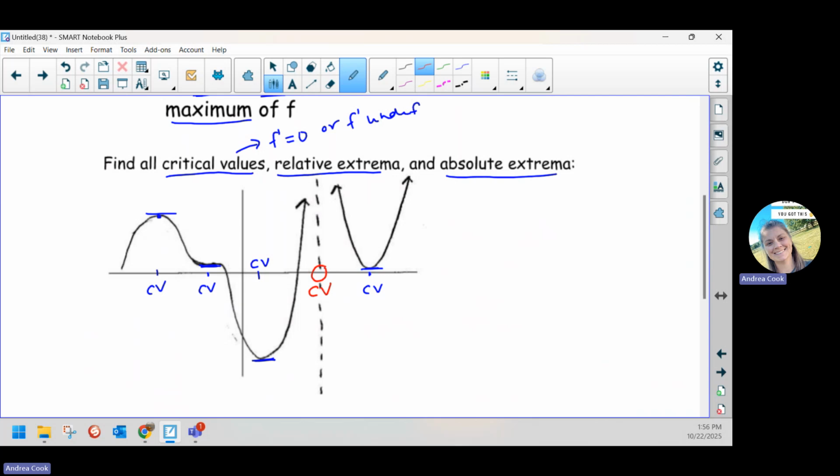Relative extrema, so up here is going to be a relative max. This is neither a relative min nor a relative max. I won't put anything there. This is a relative min. And actually, since this does not have an arrow at the end, we can also say that this is an absolute min.